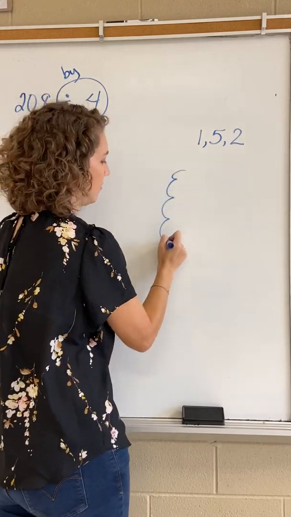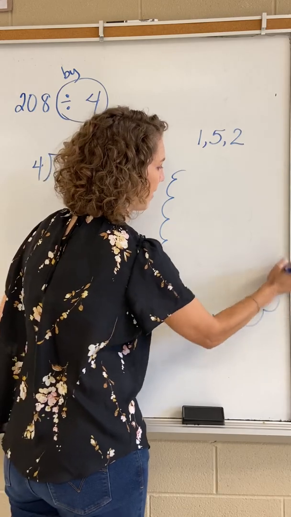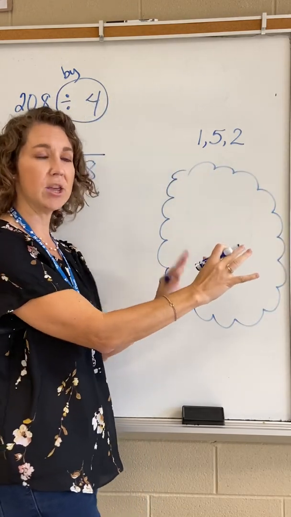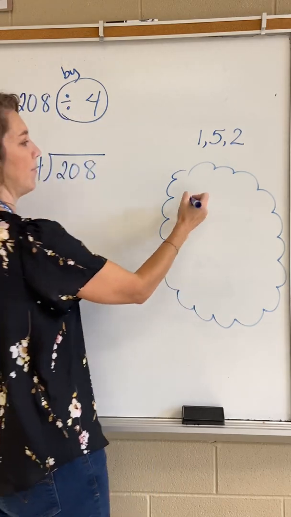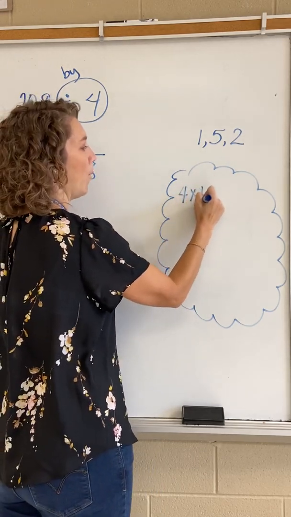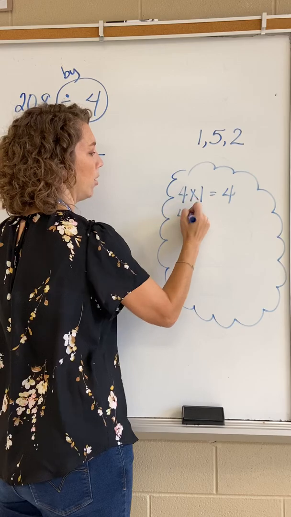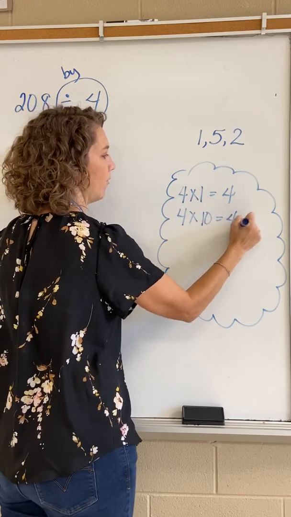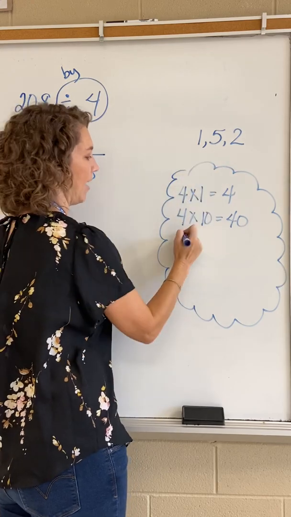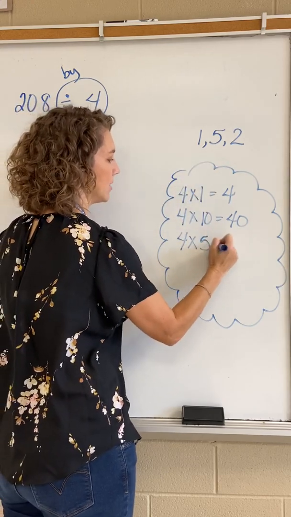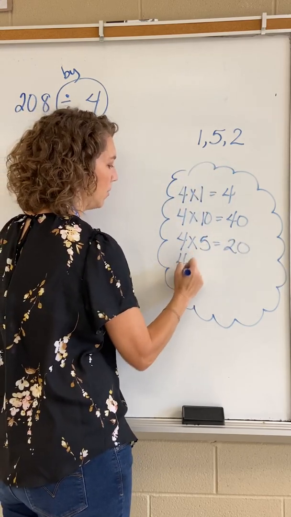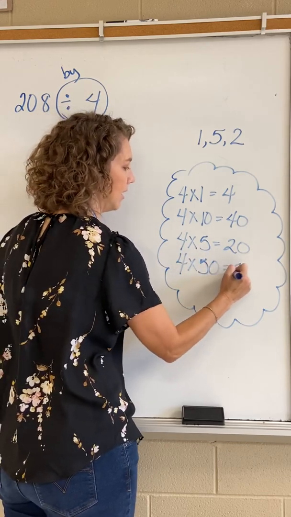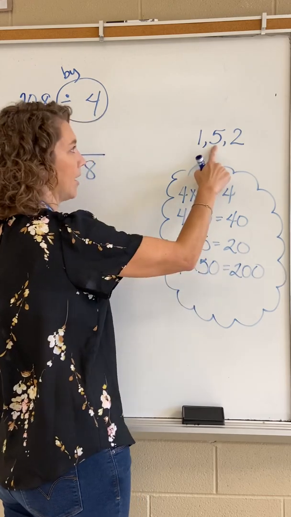Okay, so thinking about my think box. And this is mental math. This is not supposed to take you a long time. I think of the number 4. I'm going to multiply it by 1. 4. Now I take the 1 and do one group of 10. So that's going to be 40. Then I go to 5. 4 times 5 is 20. But then do 5 groups of 10, which would be 50. And we get 200. Okay, so that gets our 5.